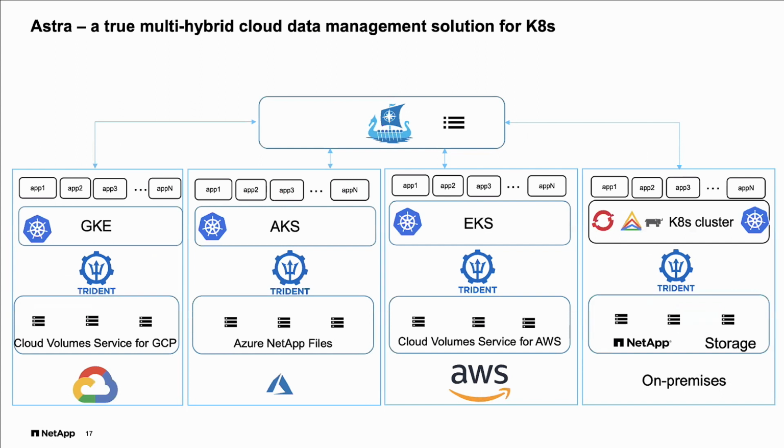So the vision for Astra is to be a true multi-hybrid cloud data management solution for Kubernetes. We are starting on the left. We have support for applications running on Google Kubernetes Engine, running on Cloud Volume Service for GCP. CVS for GCP is a fully managed NetApp storage service, and we're providing that. We'll add support for Azure soon, followed by on-prem and AWS.